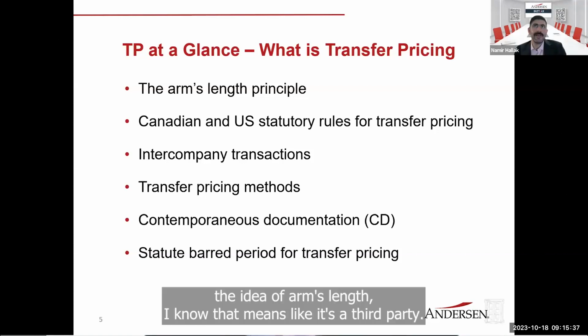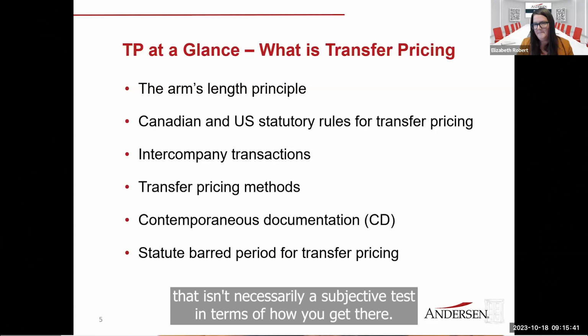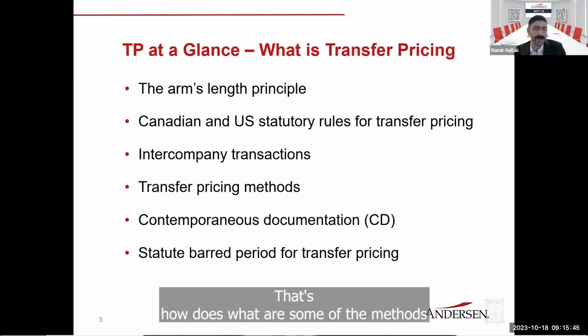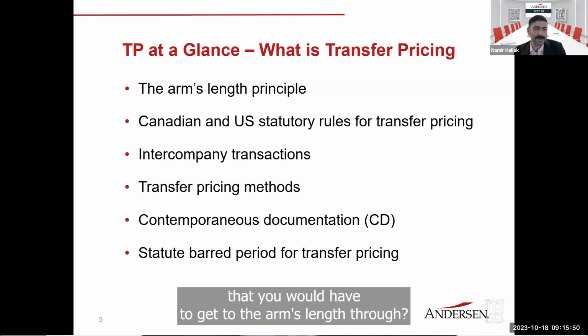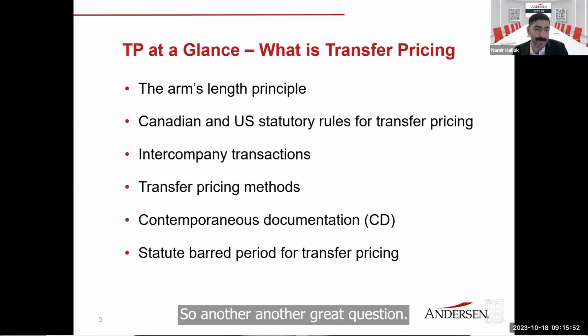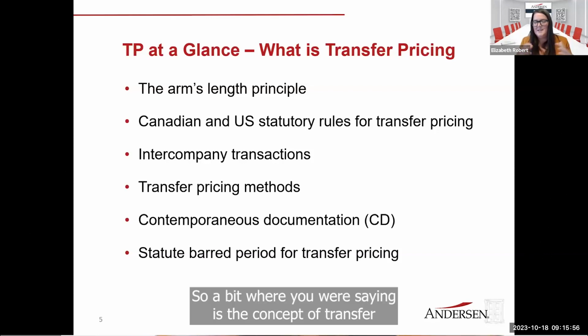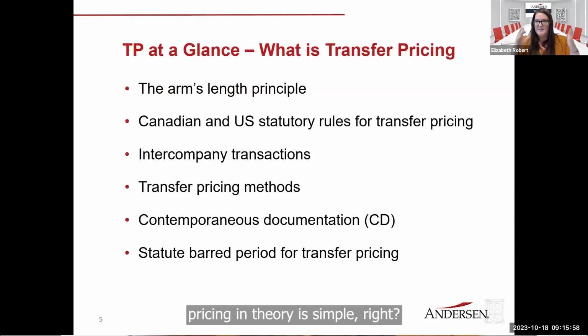Now, Elizabeth, the idea of arm's length, like I know that means it's a third party price. That isn't necessarily a subjective test in terms of how you get there. What are some of the methods that you would use to get to the arm's length, third party price? Yeah, so another great question. So a bit where you were saying is the concept of transfer pricing in theory is simple, right?